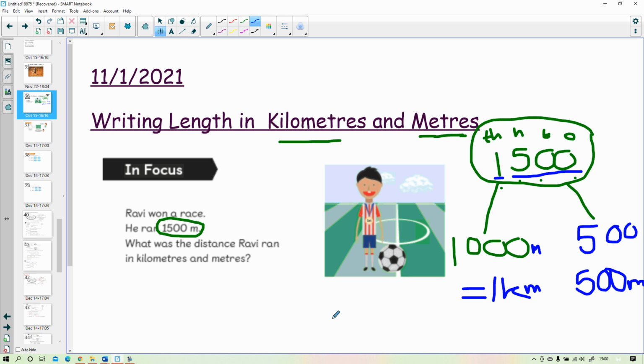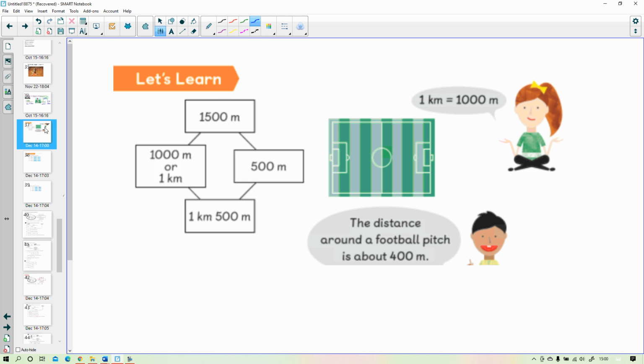So I can write out the distance Ravi ran in kilometers and meters as 1 kilometer and 500 meters. Now you can see that here, using the diamond pattern, 1,500 meters. If we partition our 1,000 to this side, our 1,000 is equal to 1 kilometer. Our 500 remains, and we can put them together to show 1 kilometer and 500 meters.